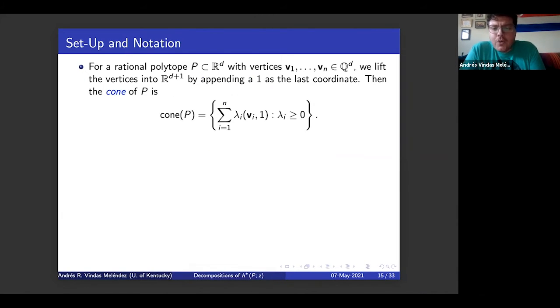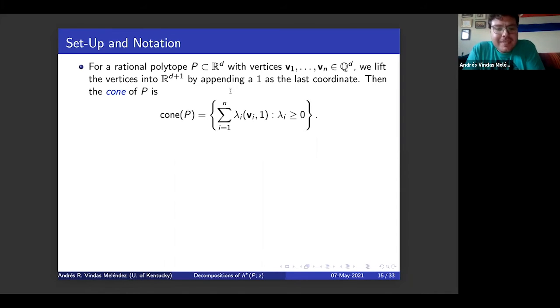We also care about coning over. I mentioned coning over a little while ago of the polytope. For a rational polytope P with vertices v1 through vn, we lift the vertices one dimension higher by appending 1 to the last coordinate. If you're using any computational software like Polymake, it'll append it to the front. It doesn't really matter whether you're looking at it like this or like this.